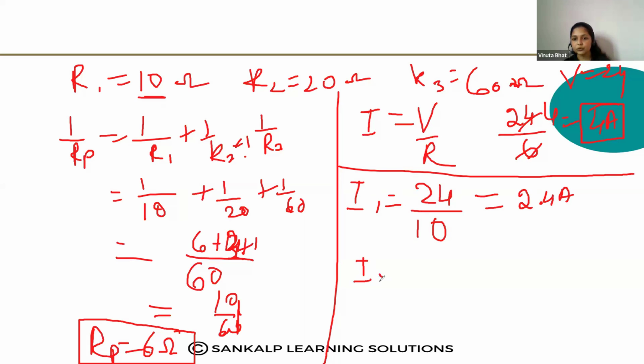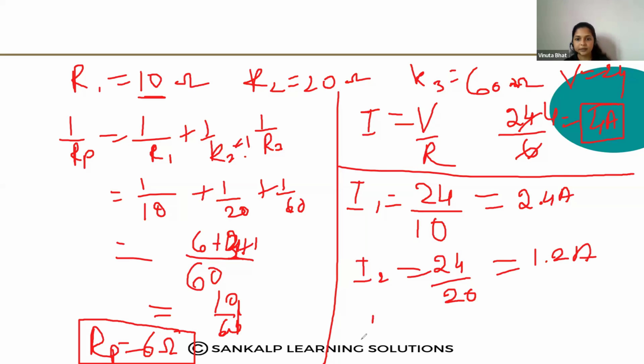I2 is equal to 24 volt by resistor 20. Here what is the value? 24 divided by 20. 24 divided by 20 is equal to 1.2 ampere, that is I2.